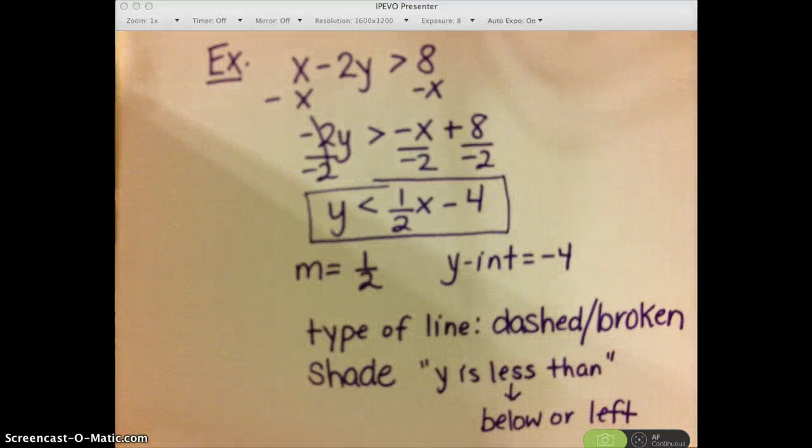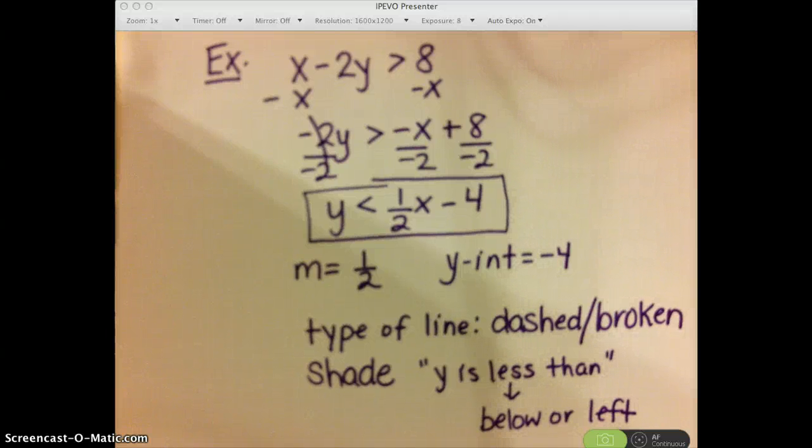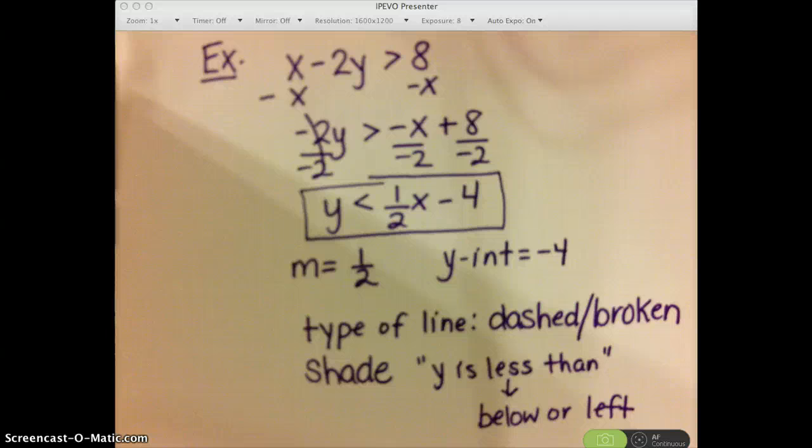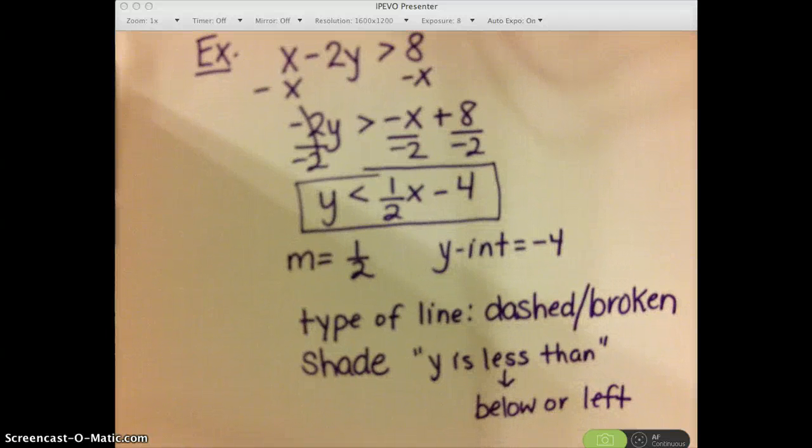Okay, so any questions about the type of line or the direction of shade? If you have any questions, make sure you make a note of those questions and we'll answer them when you get to class.